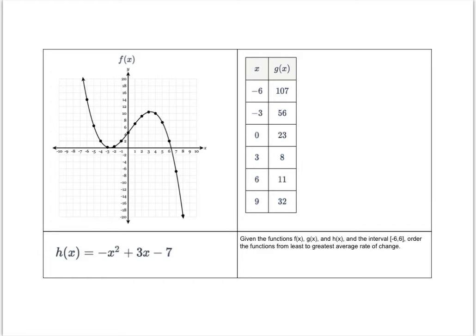All right, so we've got 3 different functions here. We're ordering the functions from least to greatest average rate of change. The important thing to remember here is going from -6 to 6. So for our first one, we've got -6 comma 14 and 6 comma 2. My average rate of change here is going to be 2 minus 14 over 6 minus negative 6. 2 minus 14 is negative 12 over 12. That's going to be an average rate of change of negative 1.